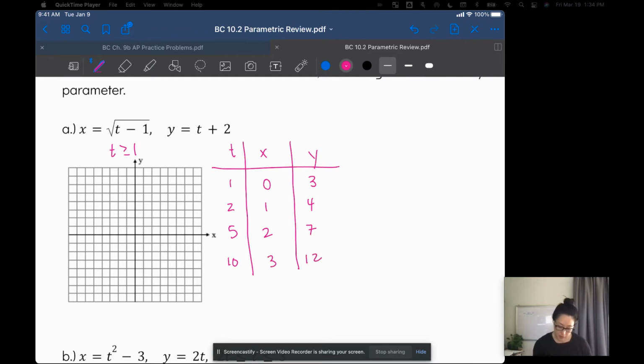All right, I'm going to go ahead and graph these. I'm basically graphing my xy coordinates here. I have 0, 3, 1, 4, 2, 7, and 3, 12 is off the graph. So I'm going to just sketch this in like so. It looks like half of a parabola. And for direction, I'm going to add my little arrows saying that it's going in the positive x direction, because x is an increasing function.